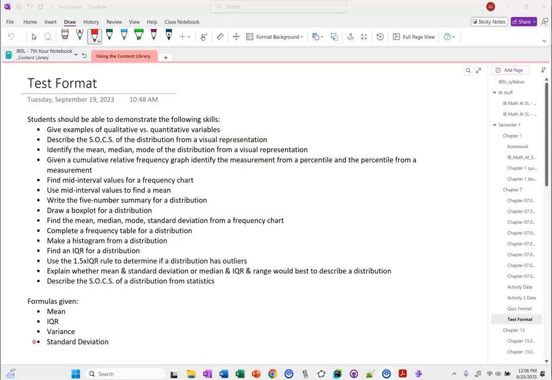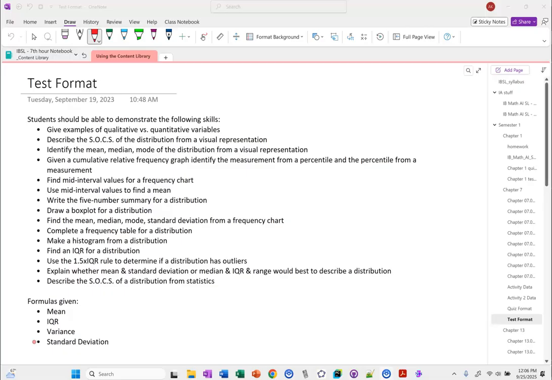Should be able to find mid-interval values for a frequency chart. What do you have to remember to check? Not outliers. What did I trick a lot of you on the last quiz with? That you're all in the same distance. Yeah, that the intervals are the same width, right? Got to check that just to make sure that Mr. Kulik didn't try to pull a fast one on you.